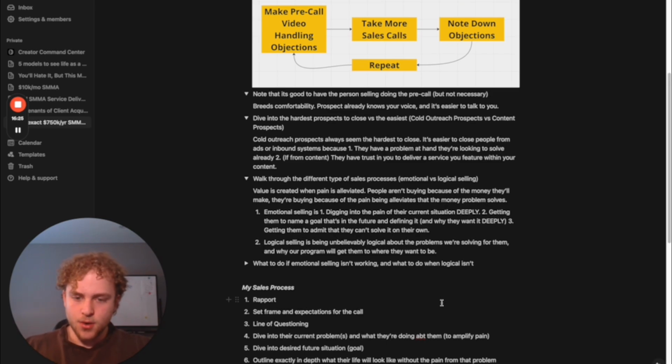So with emotional selling, we want to dig into all of their pains within their current situation. Because obviously they're on the call for a reason, right? They would not be joining the call if they didn't have a reason to join, if they didn't want something. So first of all, we're going to map out their current situation and where they are, right? So what is the problem you have right now? Obviously, I'm not going to use exact questions. I'll dive into exact questions in a minute here. But I want to know everything about the current problem.